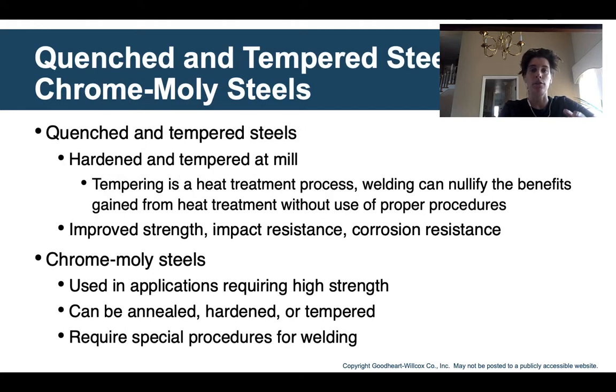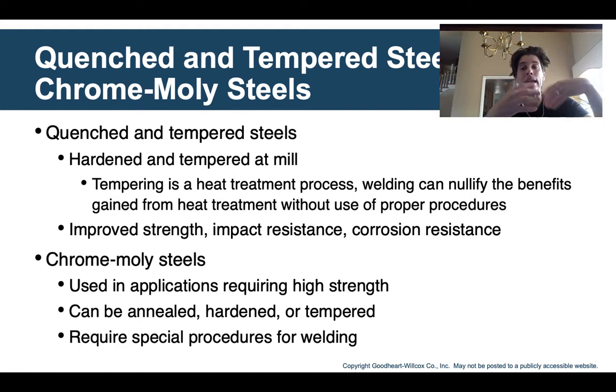Then the family of quenched and tempered steels and chromoly steels, another little family. Quenched and tempered steels are ones that are hardened and tempered at the mill. So they're going to be treated basically at the mill, and they're going to come to you in a specific form. Tempering is a heat treatment process, if you haven't heard that. The important thing to remember about quenched and tempered steels is that they have been heat treated. Stuff has been done to them to get them to a certain state that is desirable for whatever reason.